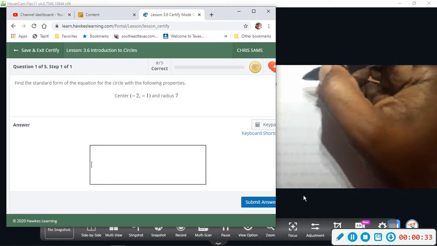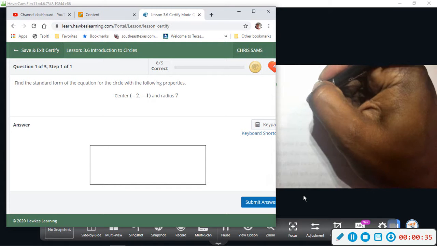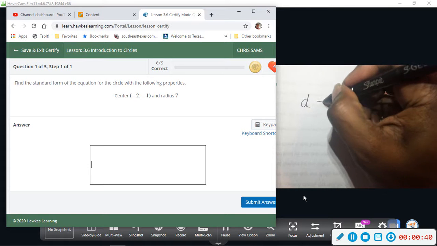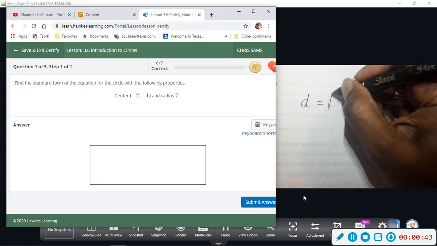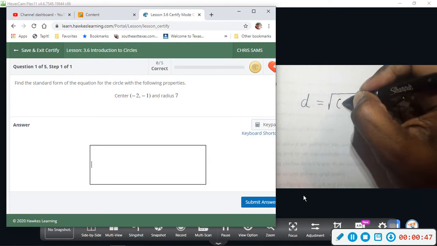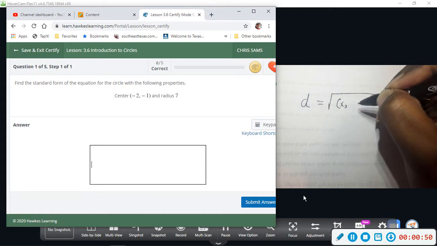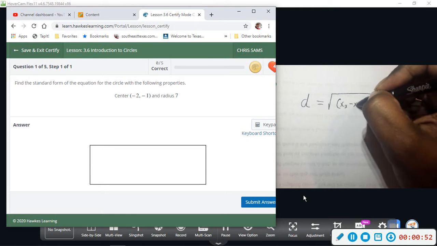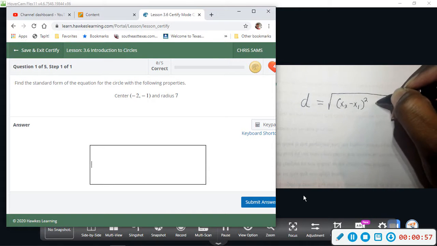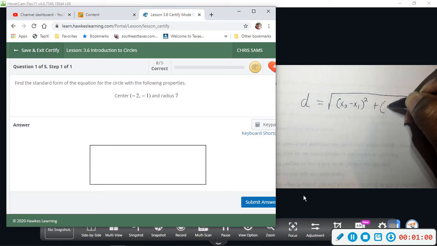So first, if you remember the distance formula, distance gives you the distance between 2 points. Distance formula is equal to big square root. We have x2 minus x1 quantity squared, and then plus, parentheses y2 minus y1 quantity squared. So this is the distance formula.